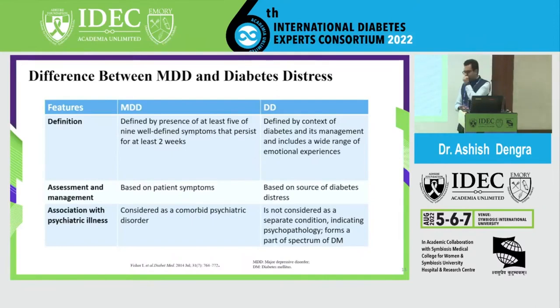In contrast, DD, that is diabetes distress, is defined by the context of diabetes and its management, and includes a wide range of emotional experiences. It is based on the source of diabetes distress. It is not considered a separate condition indicating psychopathology, but a different form on the spectrum of diabetes.